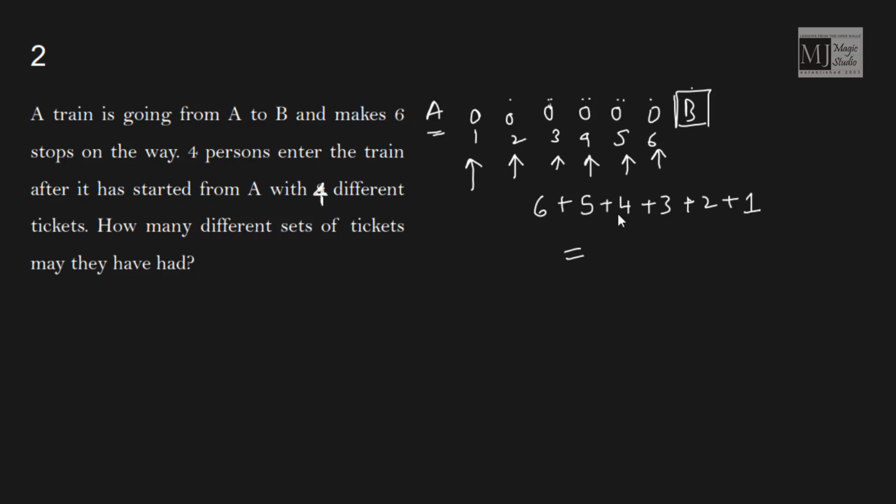1 plus 2 plus 3 plus 4 plus 5 plus 6 gives 21. So 21 different tickets can be there for 4 people. Now we need to choose only 4 out of these 21 because 4 persons have entered during the journey. So out of 21 different positional tickets, the number of ways 4 can be chosen is 21 C4 ways.